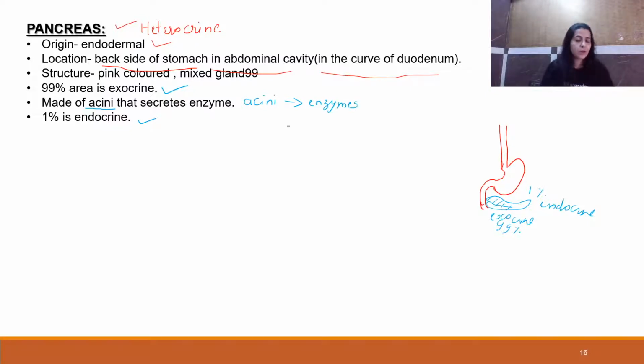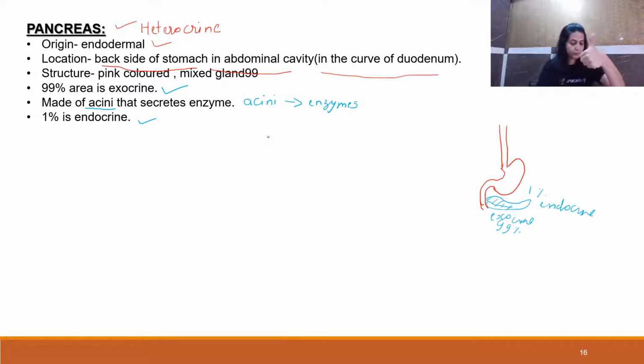If you have done digestion and absorption, like many of my students who are listening to me now, they have done digestion and absorption with me. So the enzymes of the pancreas help in digestion. You all know that, right? So that 99% is exocrine. Only 1% is endocrine. And believe me, that 1% can change someone's life, because if those cells are not working properly, it can cause major disorders in the body. Are you getting this?